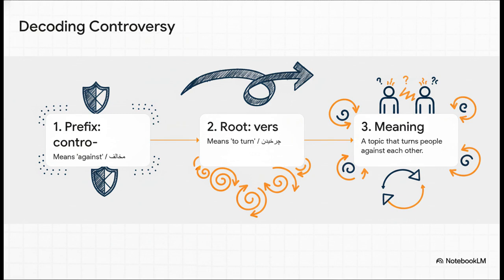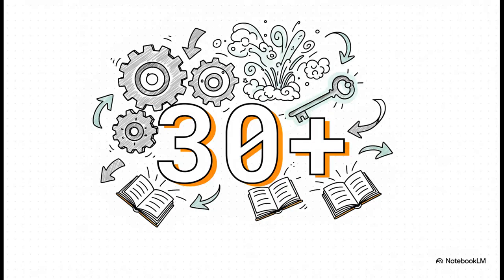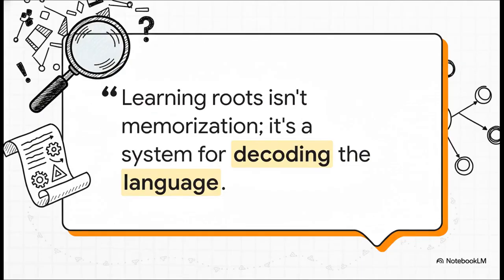It's incredible. So, what's the big payoff here? Well, by understanding this one single root vert/verse and just a handful of common prefixes, you haven't just learned one or two words. You've just gained the key to understanding over 30 common English words. That isn't just memorizing, that is smart decoding. And that really gets to the heart of it. This isn't about staring at flashcards for hours. It's about learning the system, the architecture that the language is built on. It's about becoming a word detective, not just a word collector.